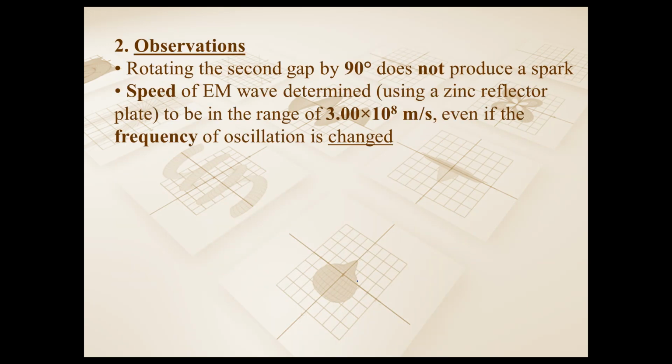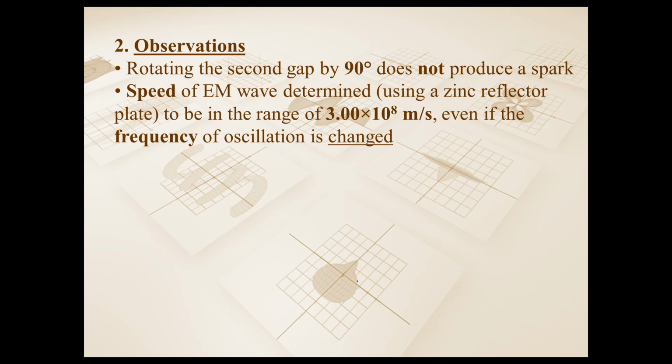One other observation, we're not going to talk about it right now, but the speed of the electromagnetic wave was also determined from this experiment. It involves something using a zinc reflector plate. And again, I'm not going to go into the details of how this was determined, but when they did this, they were able to identify the speed of an electromagnetic wave is in the range of 3 × 10⁸ meters per second.